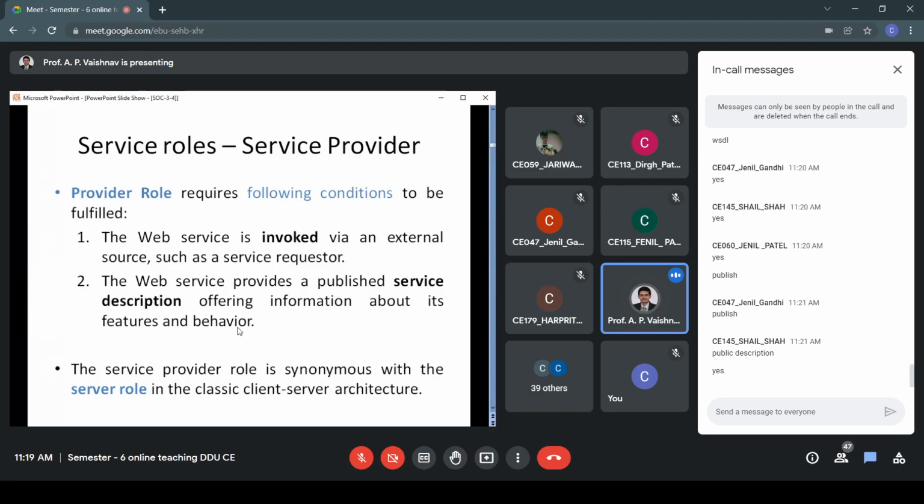Another question is, can we say that provider is synonymous to server? You have the database server, web server. Can we compare the concept with them? Yes or no? Can we compare the behavior as a server role? Right? Whenever we are providing some service, right, we are acting as a server. So it is synonymous, fine, to the classic client server architecture.